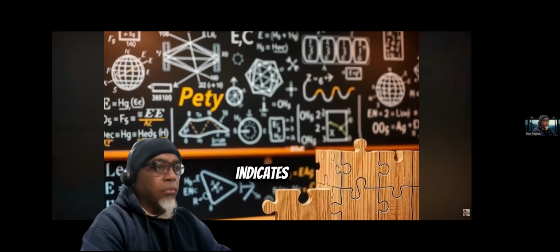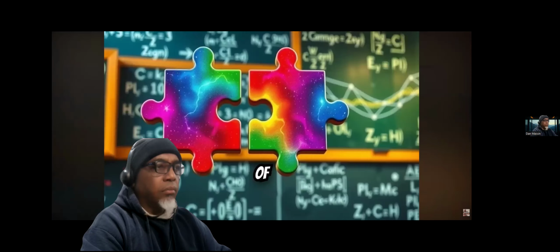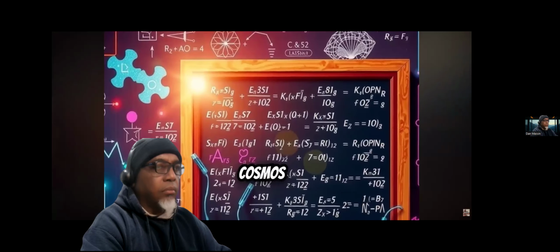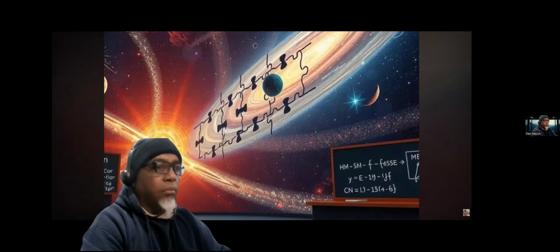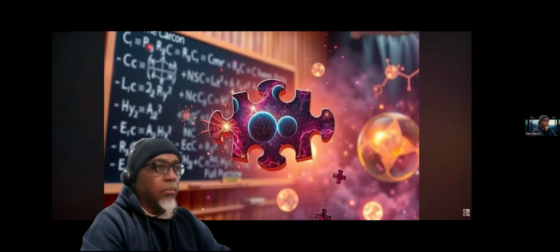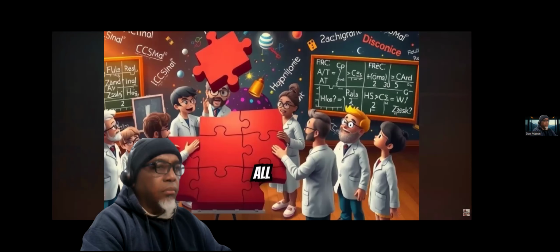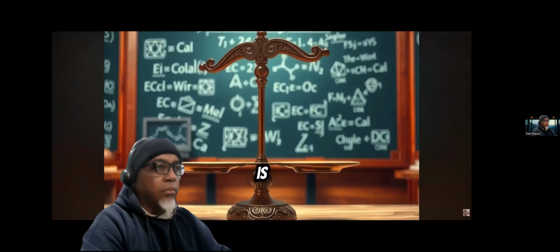Cosmology indicates that there are a lot of these very carefully controlled characteristics. The rate at which the cosmos is expanding, the ratio of matter to energy, and the properties of carbon all fit together like pieces of a puzzle. Scientists all agree that this delicate equilibrium is crucial for life.